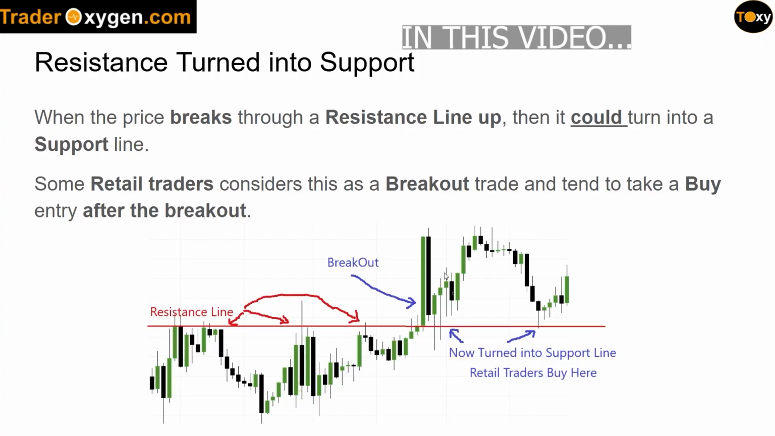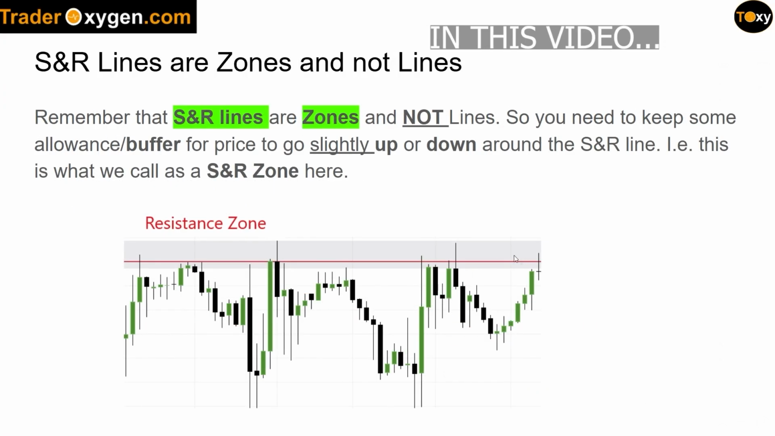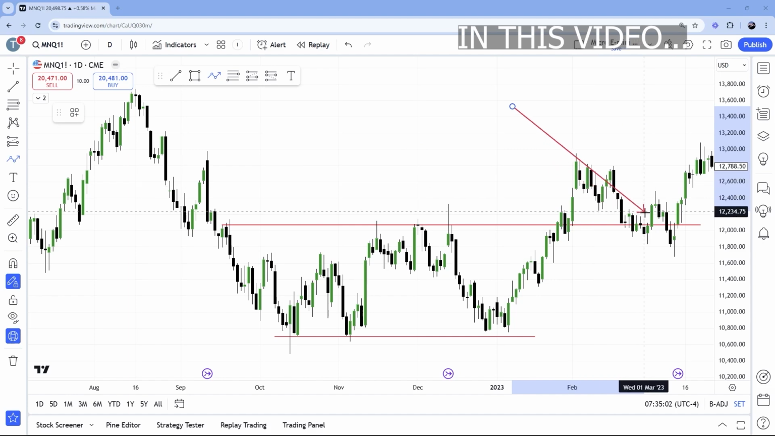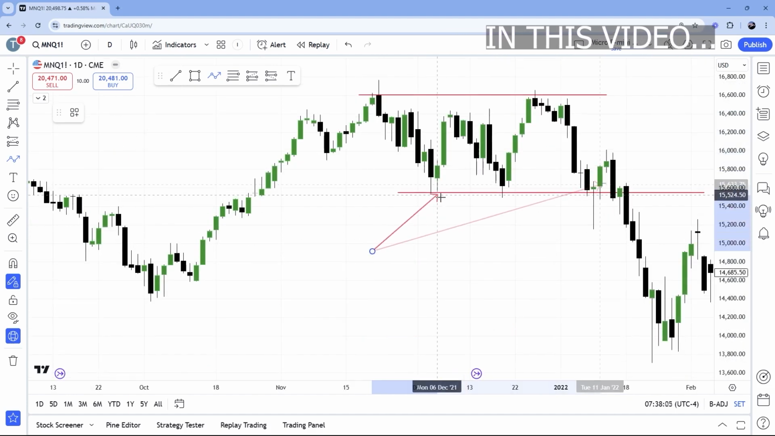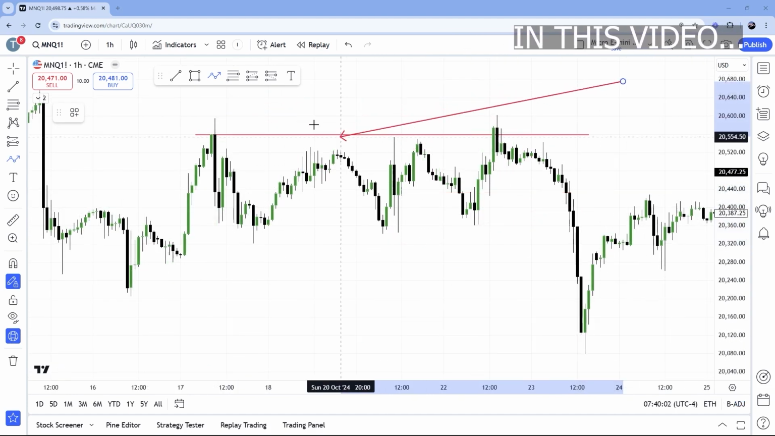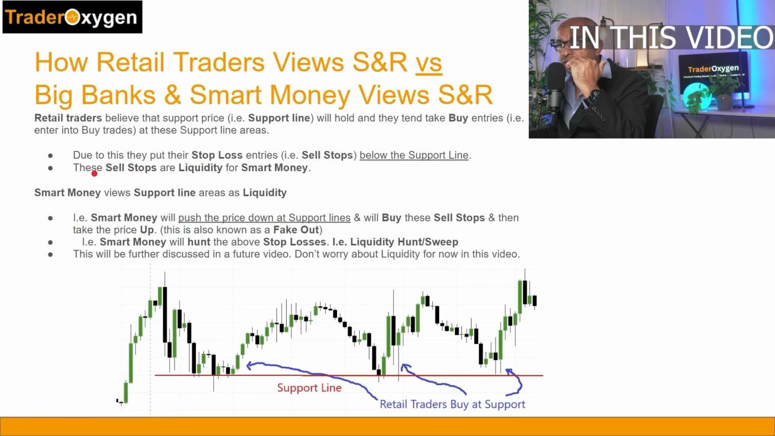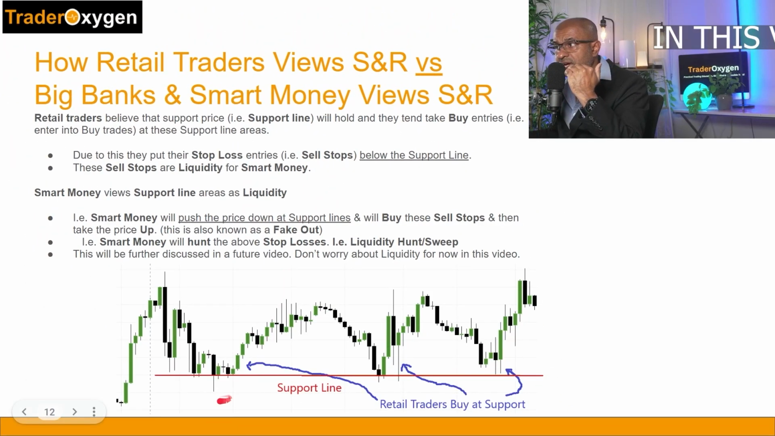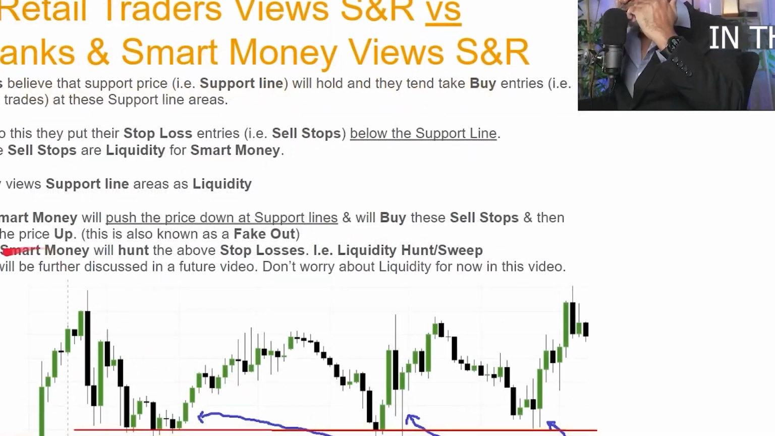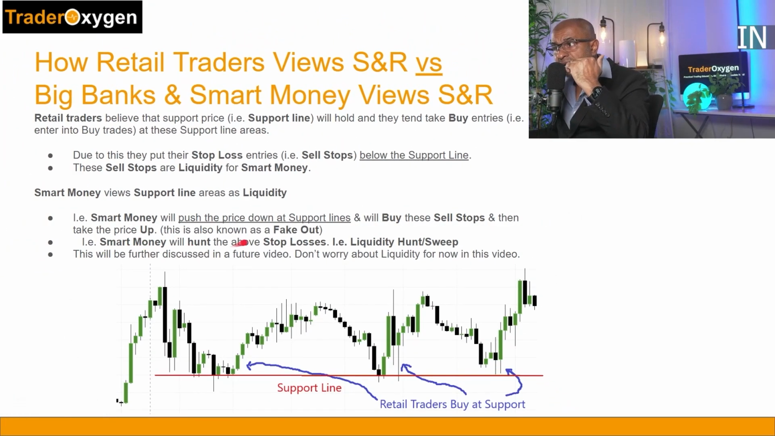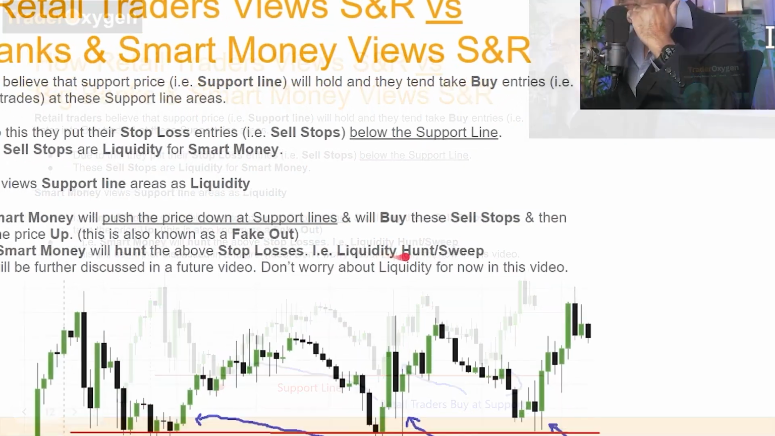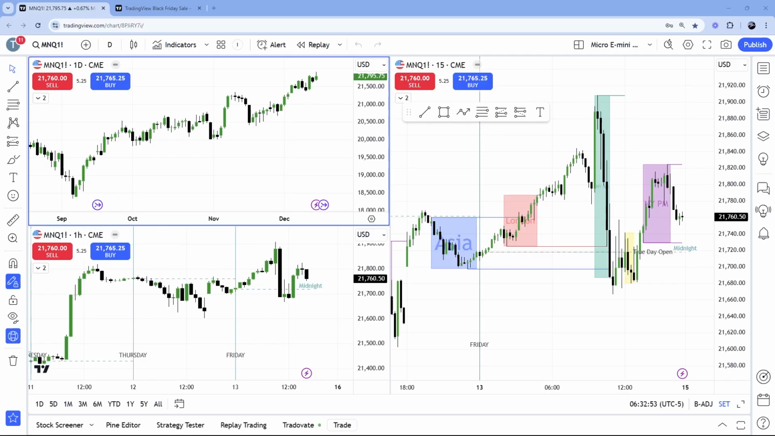And once a breakout happens, you use the resistance zone. Once the breakout happens, you can see, this is another example on the daily chart. This is a breakout. Okay, so this is a 1 hour chart. Some sell entries can be made in these places. So these sell stops are going to be liquidity for big banks and smart money, which means when the sell stops trigger, what big banks and smart money will do now is what is known as smart money hunting for stop losses. So, a liquidity hunt or liquidity sweep.